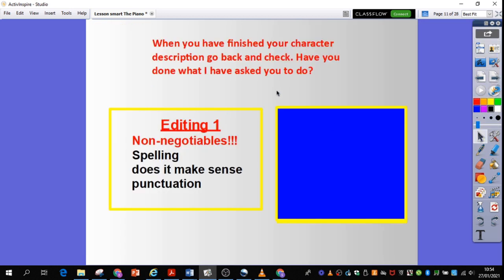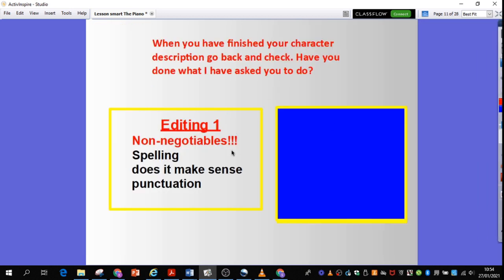So if you think you've done that, I then want you to go back and check your spelling. Does it make sense? And have you got the correct punctuation in so that it's read correctly by the reader? When you have done that and you're happy with your work, Year 6, this lesson is now over. Please remember though to send your work through to your class teacher at the end of the day.